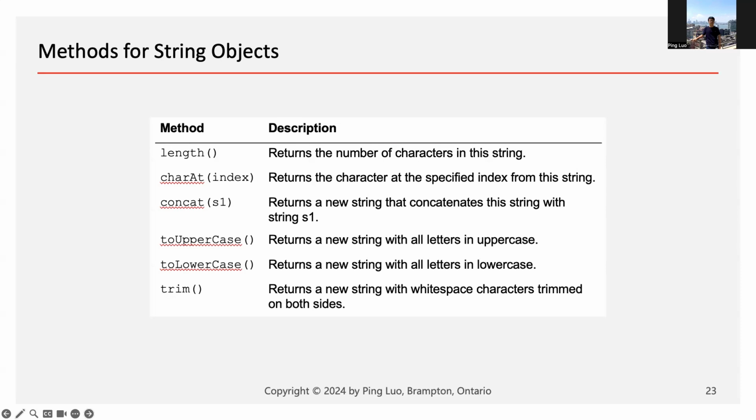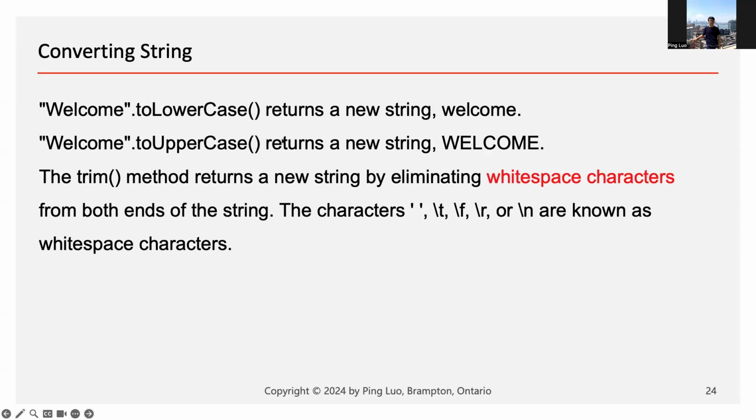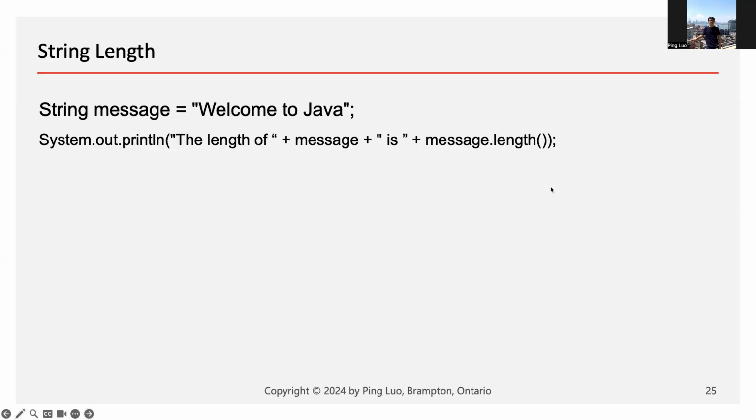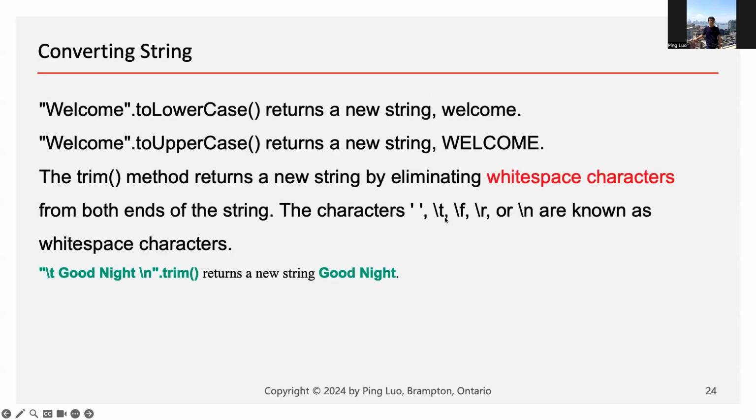String has these functions, and you can just use them directly, like length and concat, and also converting it all to uppercase. For example, this one converts the uppercase capital W to small w, and this is all uppercase. And also the trim method will remove white space characters, like a blank space.